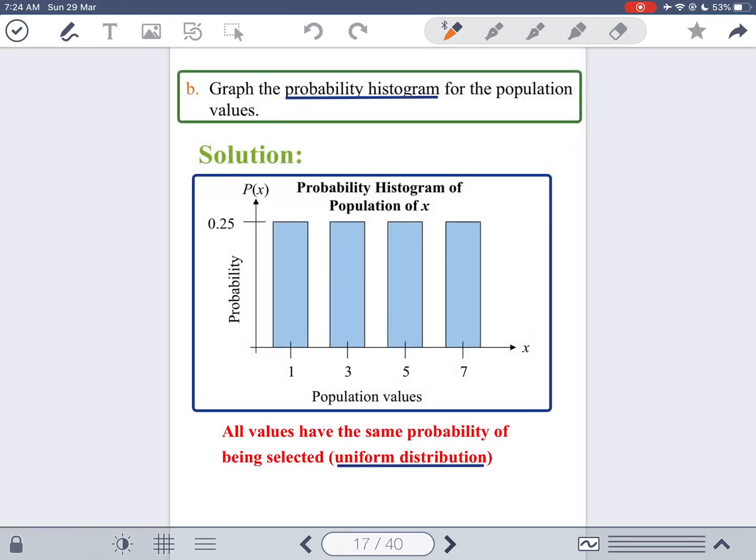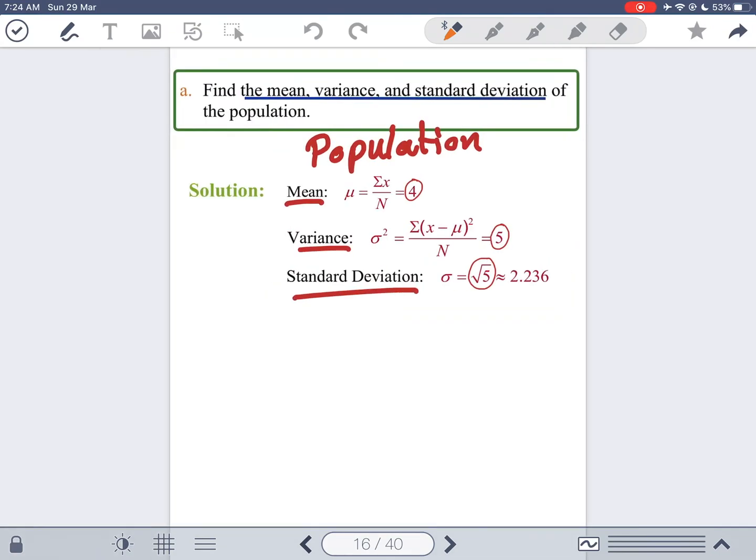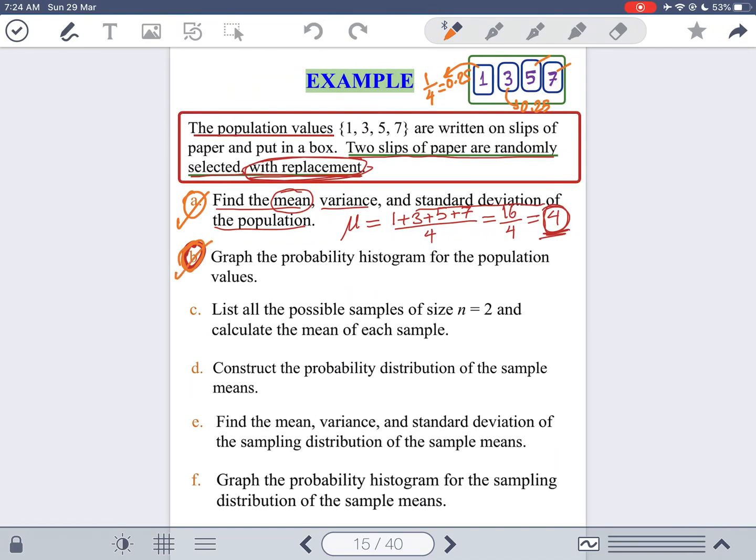And you can see it here. This is what we call a uniform distribution, because all of the values that we have, 1, 3, 5, and 7, have the same probability. So 0.25, 25%. So this is the probability histogram of the population that we have. Now, this is done. What is C? List all the possible samples of size n, all the possible ones, and calculate the mean of each sample.